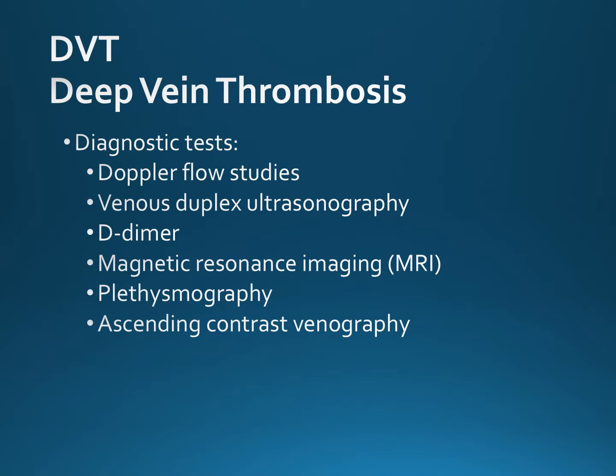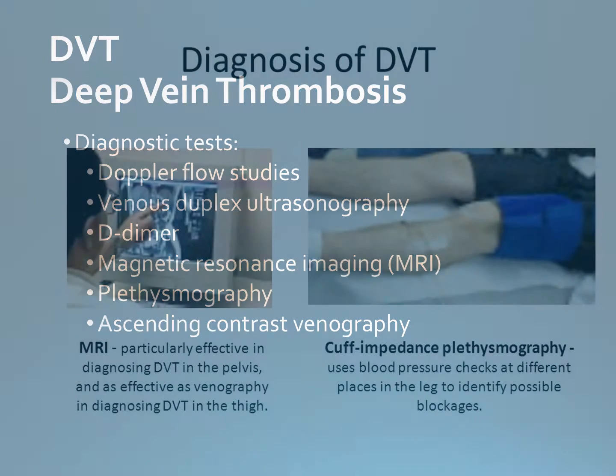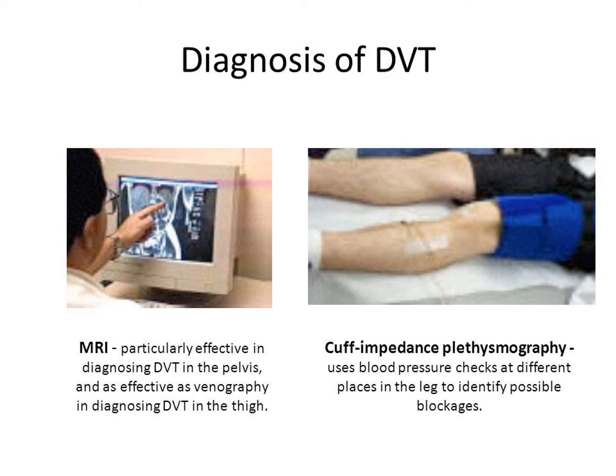If a DVT is suspected, the first diagnostic test usually ordered is a Doppler flow or venous duplex ultrasound study. A negative D-dimer also can help to rule out the presence of a clot. An MRI is more effective in diagnosing DVTs in the pelvis and as effective as a venogram in diagnosing DVTs in the thigh. A cuff impedance plethysmography uses blood pressure checks at different places in the leg to identify possible blockages.